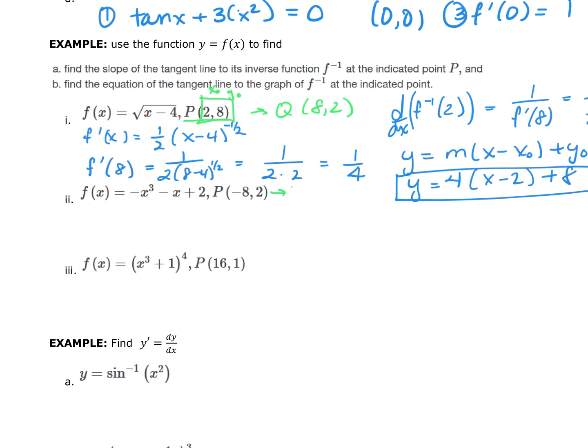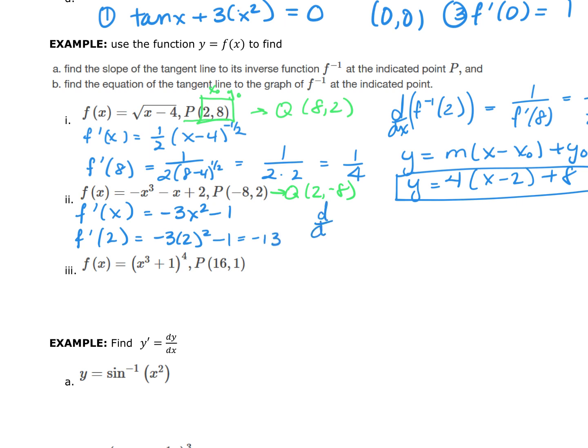Now remember, the point Q is the one that would have been on my original function, which is 2, negative 8. I just need that to remind myself, because I have a tendency to switch them, that when I find f prime of x, I'm going to input 2, not negative 8. So f prime of x is going to be negative 3x squared minus 1. Then f prime of 2 is negative 3 times 2 squared minus 1, which is negative 13.